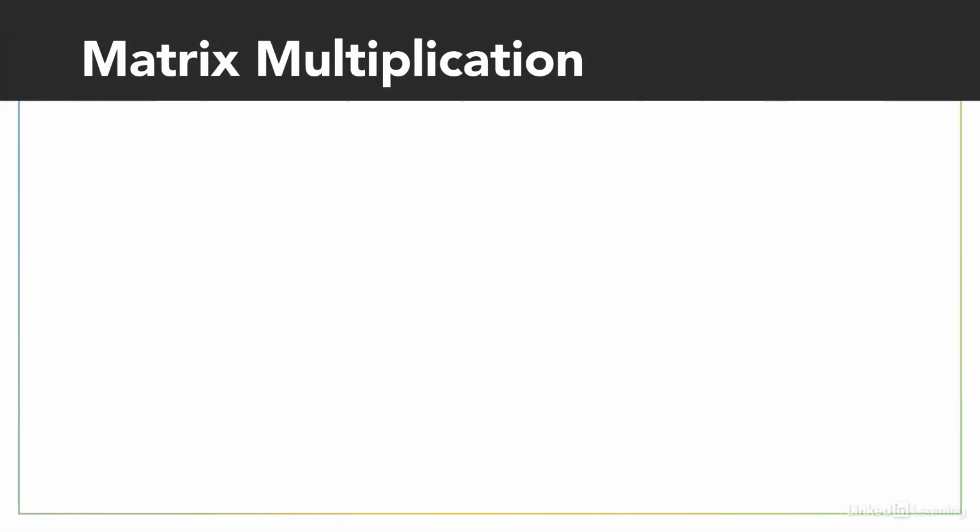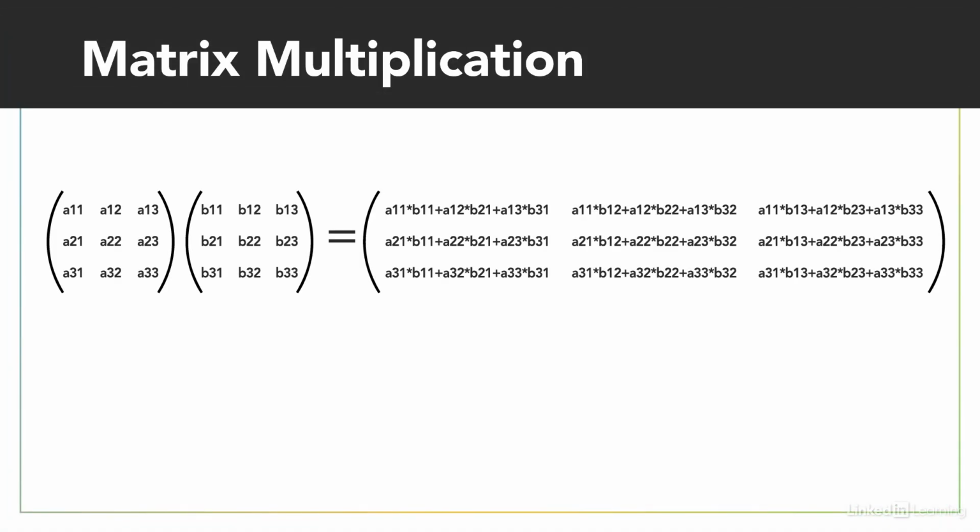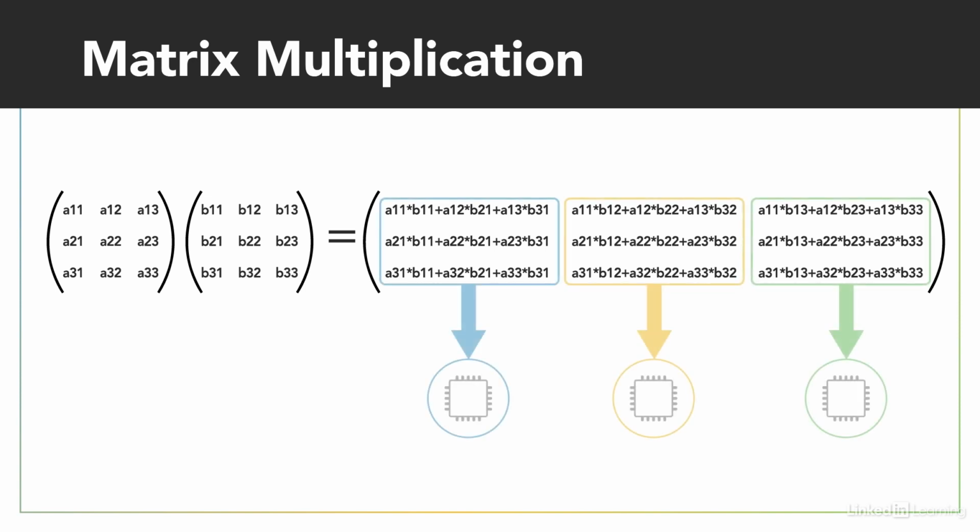Parallel processing really becomes useful for computationally intensive tasks, such as calculating the result of multiplying 2 matrices together. When large math operations can be divided into independent subparts, executing those parts in parallel on separate processors can really speed things up.